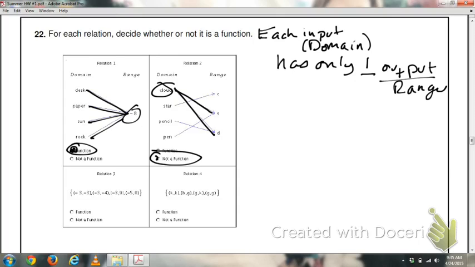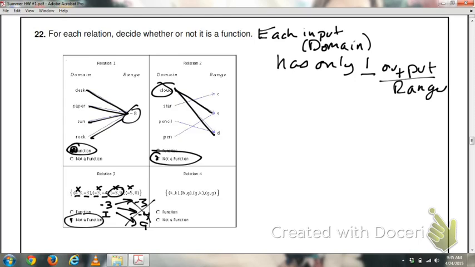Check out relation 3. Now, keep in mind, the inputs are the x values, right? Right away, the input of -3 has an output of -3 in this pair, and the input of -3 has an output of -4 in that pair. That'd be like saying -3 goes to the -3 in the output and -4. As a matter of fact, -3 even goes to, I think that was a 9 in there. So this input of negative 3 has 3 different outputs. That's not allowed. That's not a function.